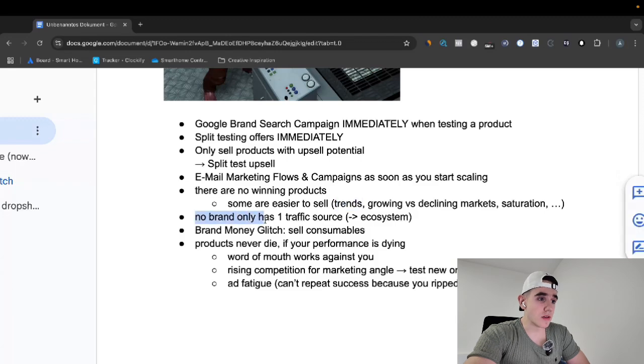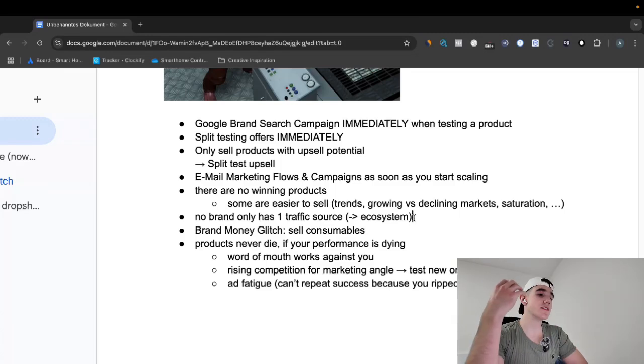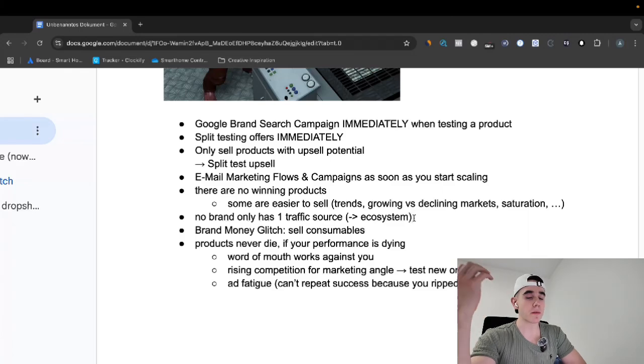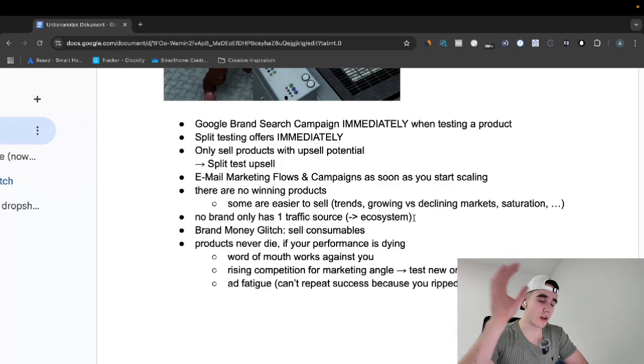Now, next thing, no brand has only one traffic source. You need to create an ecosystem of traffic sources that actually consistently give you traffic, because at the end of the day, you're going to have a lot of fluctuation when it comes to your ad performance. And so if you're only on Facebook or only on TikTok, you're going to be completely fucked when it comes to actually being profitable every day, especially when running a long-term brand. Because obviously, if you're unprofitable, especially on a very inconsistent platform like TikTok, if you're unprofitable for one day and you're only on TikTok, then you're literally going to lose out on money on that day.